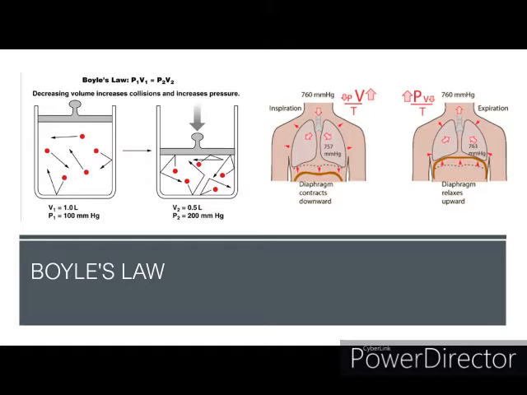Now let's apply Boyle's law to the respiratory system. For us to inhale, intraalveolar pressure must be less than atmospheric pressure for air to flow into the lungs, and for us to exhale, intraalveolar pressure must be greater than atmospheric pressure for air to flow out of the lungs.